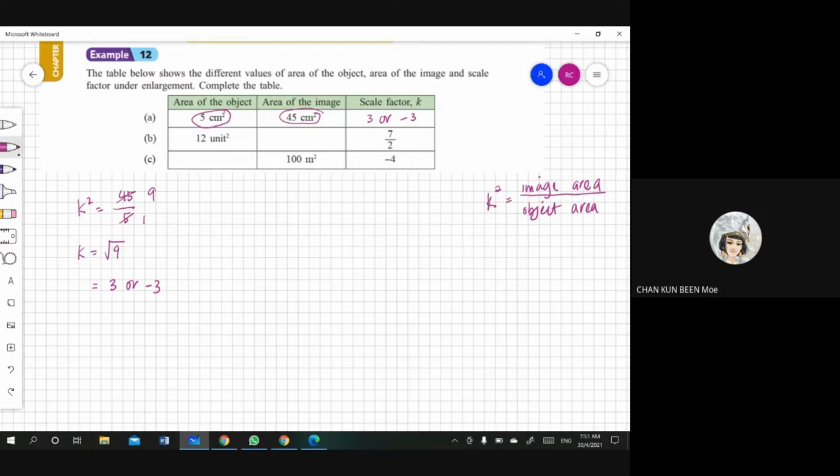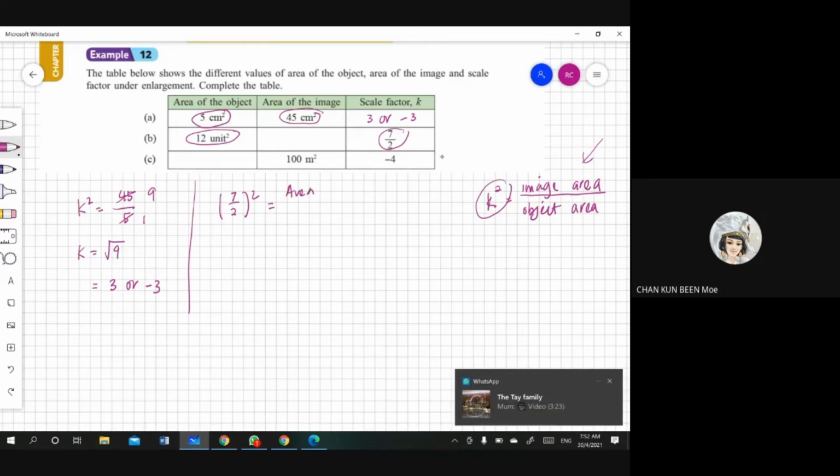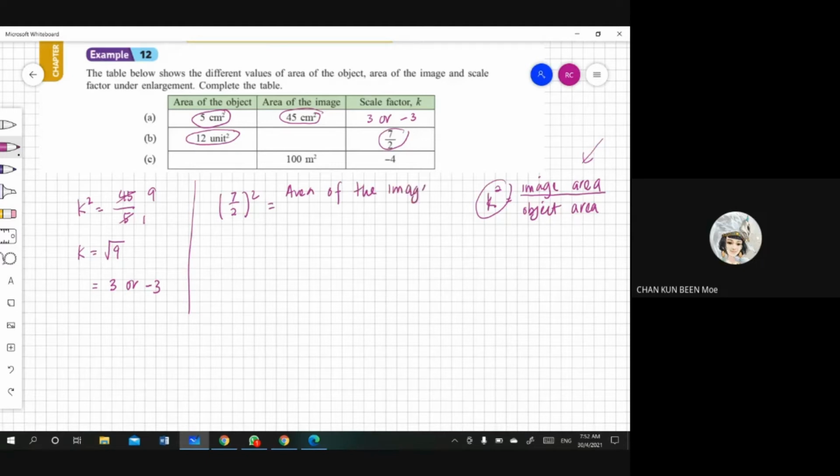Okay, second. You're given the area of the object, which is 12 units squared, and you're given the scale factor. So you just need to apply this. Since the scale factor is already given, k squared, you just write down 7 over 2 in brackets squared. The image area is the one that you have to find. You just write down area of the image over area of the object, which is given, it is equal to 12. So now we can get the answer for the area of the image already.